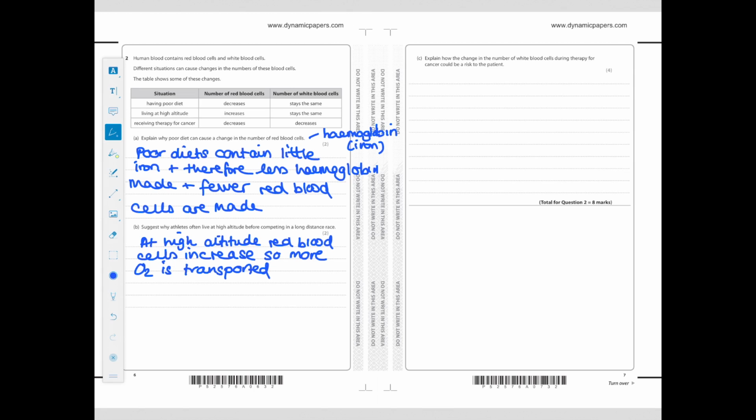Why is that oxygen important? Well, that's because it's used in a type of respiration, and that type of respiration is aerobic respiration. Make sure you specify the type. And therefore, the respiration releases energy which can be used to help muscles contract, which is what you actually need when you're running.